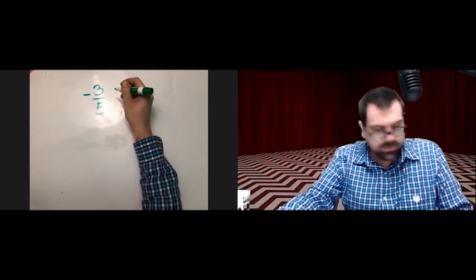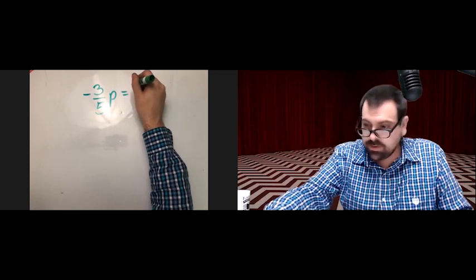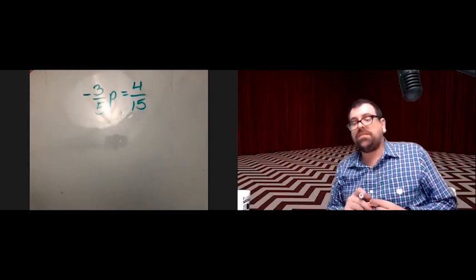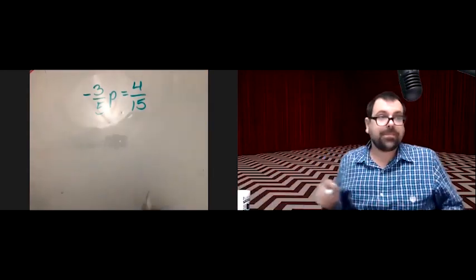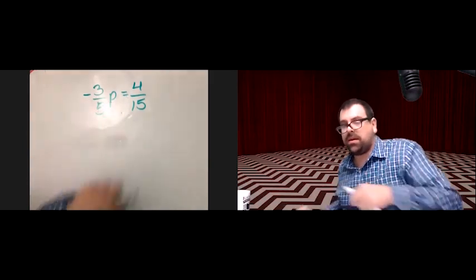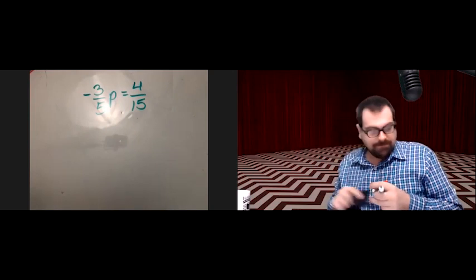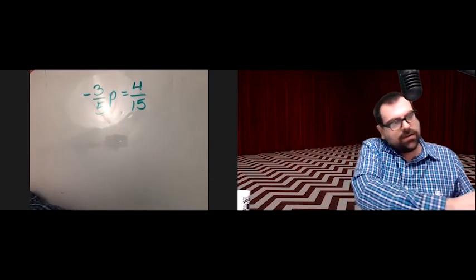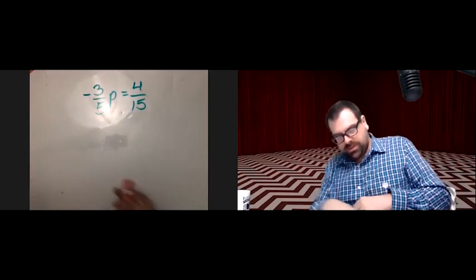This is going to be a little more complicated than they have been. -3/5 p equals +4/15. So I want you to take a second and think about what the answers to my out loud questions would be.